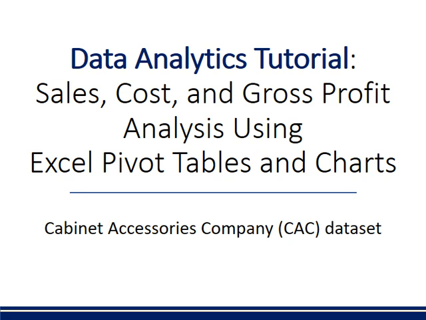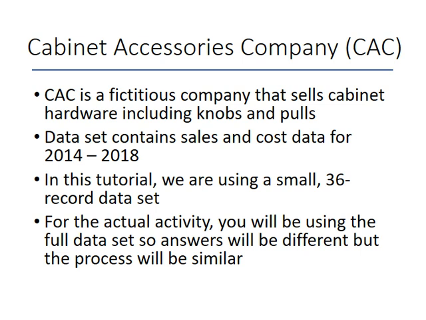Welcome to this data analytics tutorial that covers sales, cost, and gross profit analysis using pivot tables and charts in Excel. In this activity, we are using a sales and cost data set for a fictitious company, Cabinet Accessories Company, CAC. The sales and cost data covers 2014 to 2018. For this tutorial only, we are using a small 36 record data set. For the actual activity, you will be using the full data set, so your answers for the activity requirements will be different, but the process will be similar.